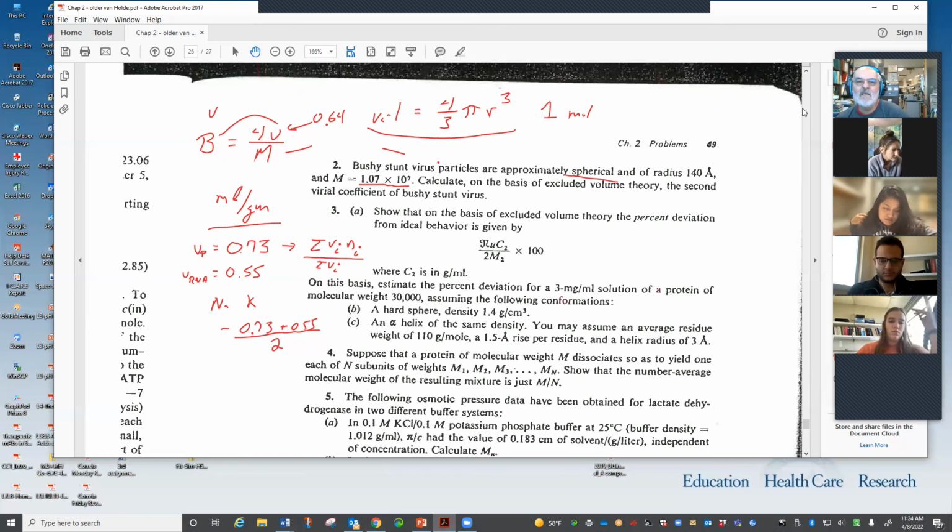percent deviation from ideal behavior. Okay. And the thing that you sort of need to know is how you would calculate that. And so it gives you this, okay, which is sort of a way of calculating partial specific volume that you then convert to that equation up there for a sphere. But this is now giving you different formulas, okay? And so it's asking you to use different formulas.